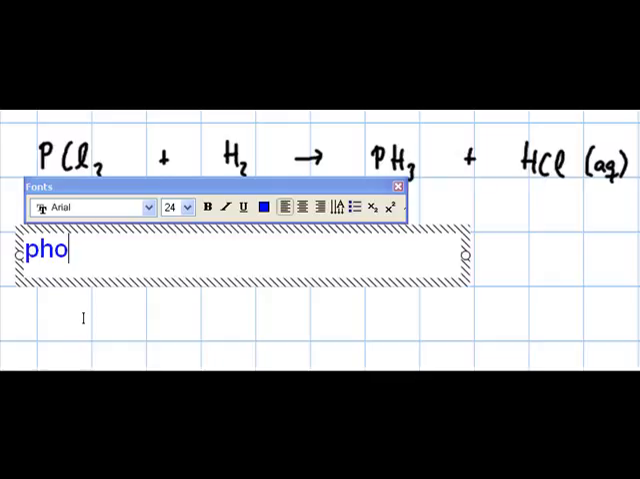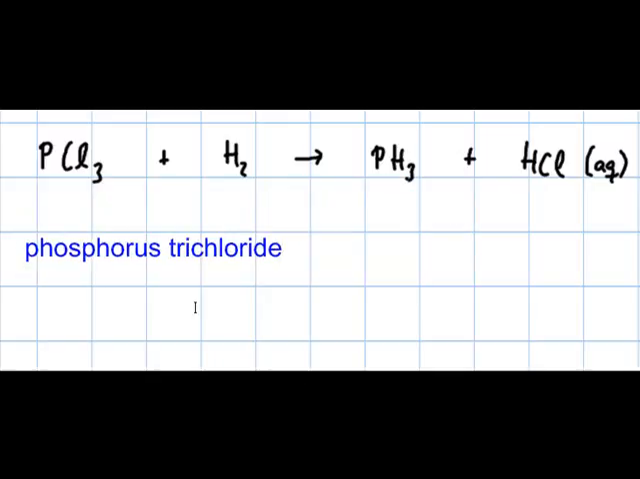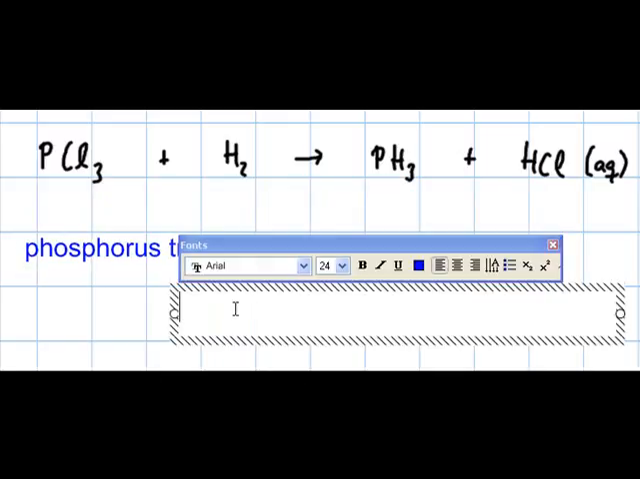PCl3, two nonmetals. That's phosphorus trichloride, because I have to signify that the second one has 3. Then, of course, that's hydrogen.